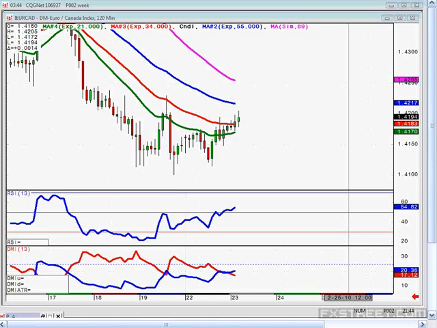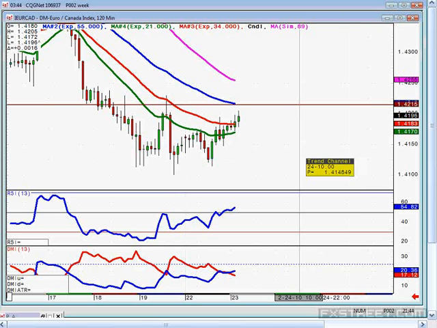Okay, this is Euro Canada. I see the resistance zone 1, which is 14215. Yeah, I see 14215 is our resistance zone 1.